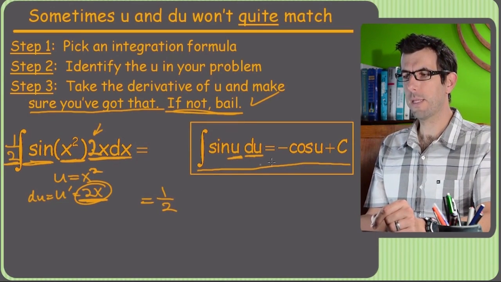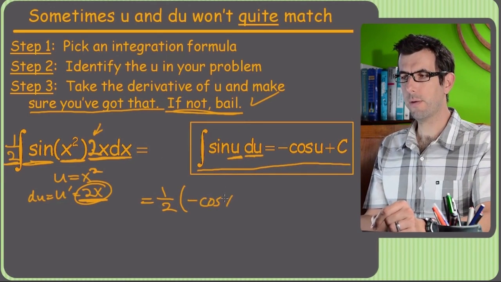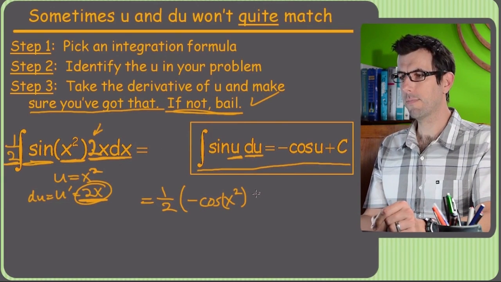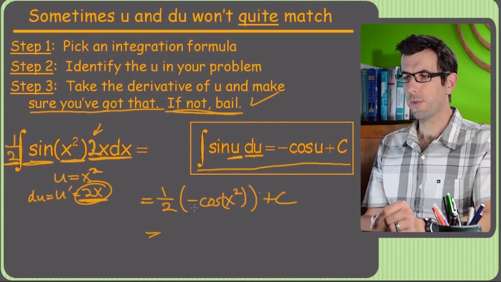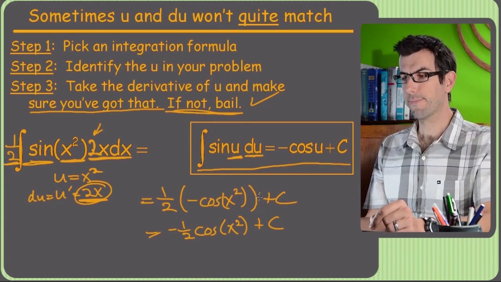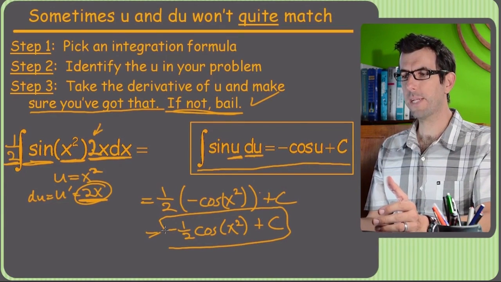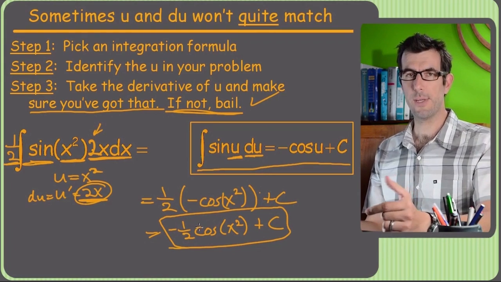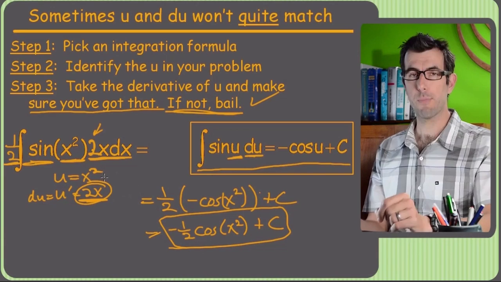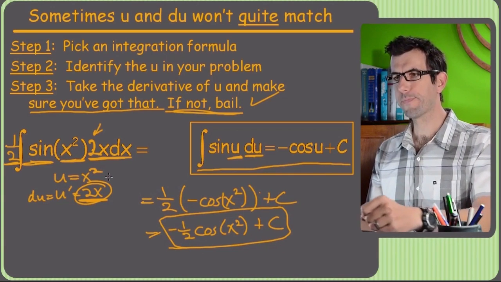And then it's going to be negative cosine u, and our u is x squared, and then plus c. All right, so just distribute that in, and we got negative 1/2 cosine of x squared. All right, not so bad. Once it matches up, it's usually pretty easy to do the integral. The trick is all this annoying stuff where you got to match up your u and your du and make sure everything's going to work out.